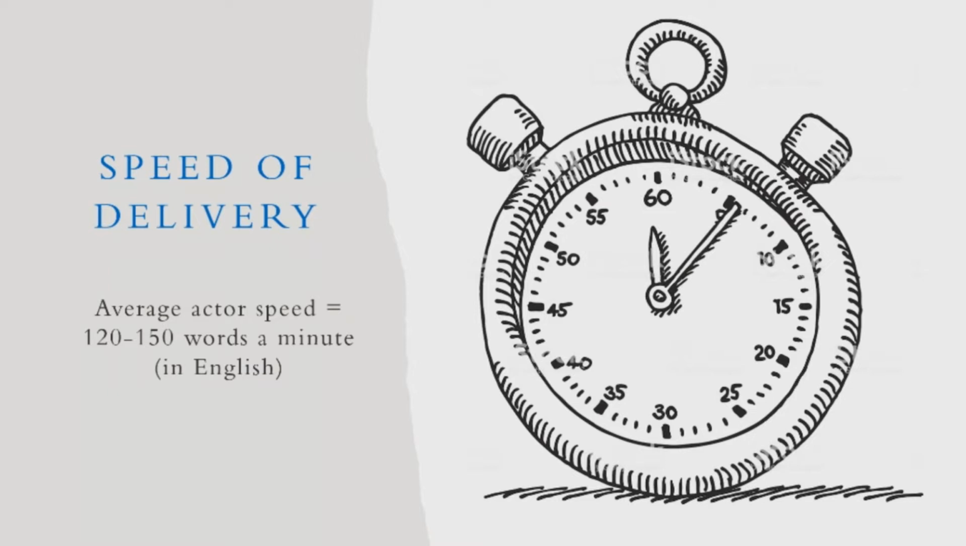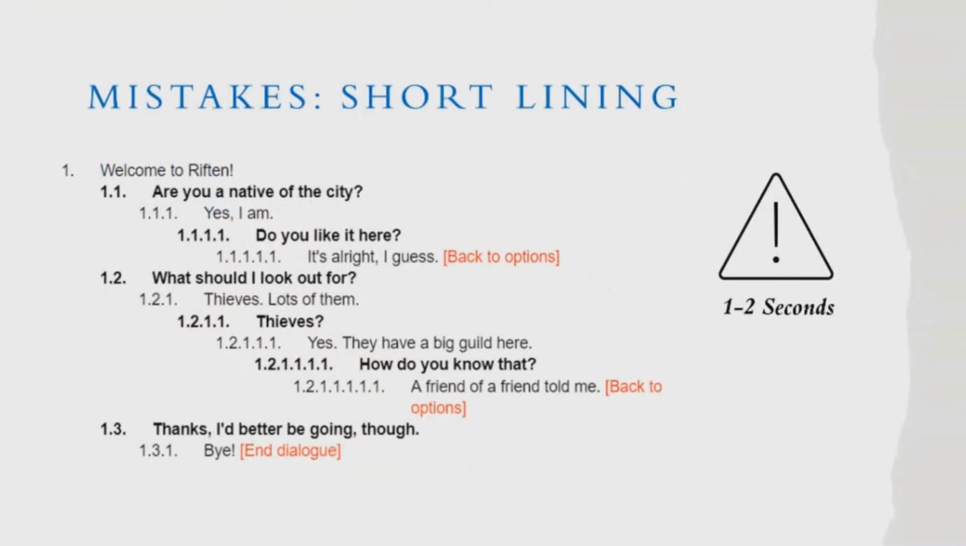Shortlining. So this one I see a lot, and it is so tempting to do. Honestly, this one is so tempting. If you look at the length of the lines of the NPC here, each one of them takes 1 to 2 seconds to say. And what that turns into is this.